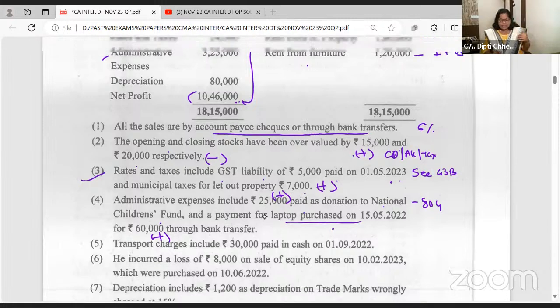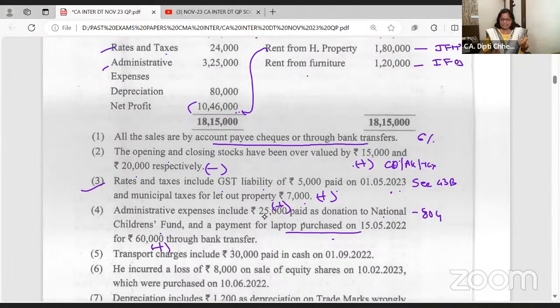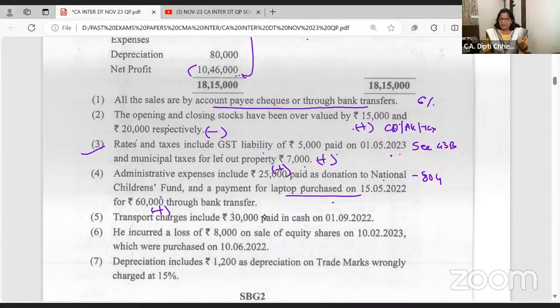But if you add back laptop expenses, that means rightly you have capitalized now. Will you charge depreciation on that? Yes. And what's the depreciation on laptop? 40%. And then we have to check the date of purchase. Because if it is used for less than 180 days, then iska 50%, matlab 20% depreciation will be allowed.